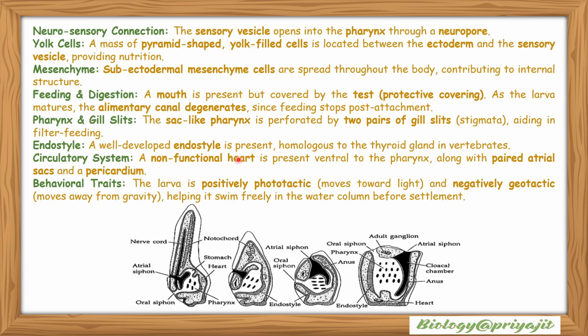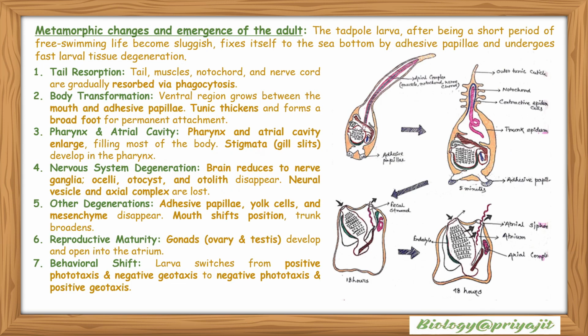Circulatory system. A non-functional heart is present ventral to the pharynx, along with a paired atrial sac and a pericardium. Behavioral traits. The larva is positively phototactic, that is moves toward light, and negatively geotactic, that is moves away from gravity, helping it swim freely in the water column before settlement.